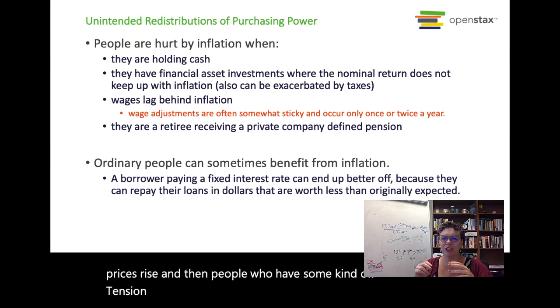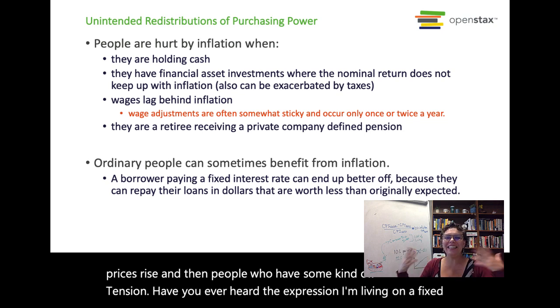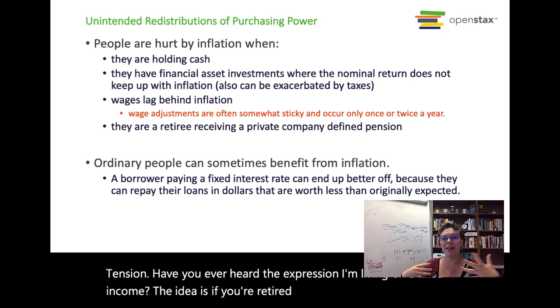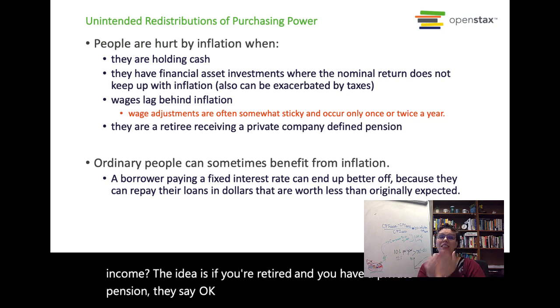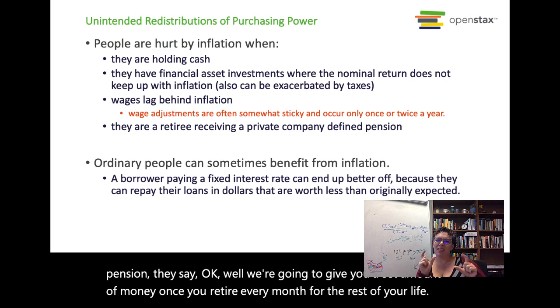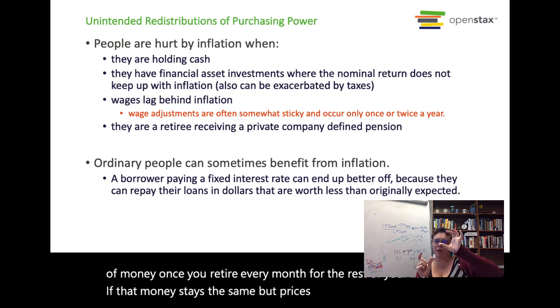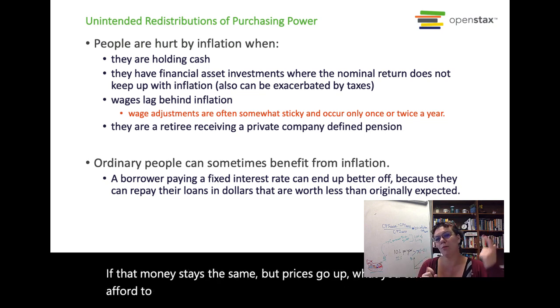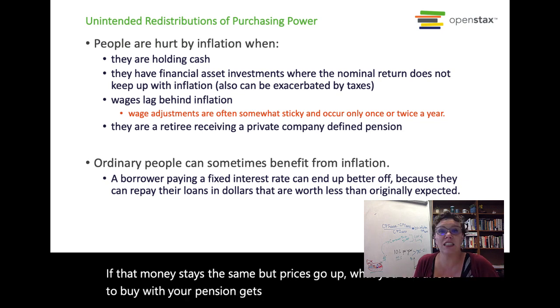And then people who have some kind of pension. Have you ever heard the expression, I'm living on a fixed income? The idea is if you're retired and you have a private pension, they say, okay, we're going to give you a set amount of money every month for the rest of your life. Well, if that money stays the same but prices go up, what you can afford to buy with your pension gets smaller and smaller, and that's going to cause harm.